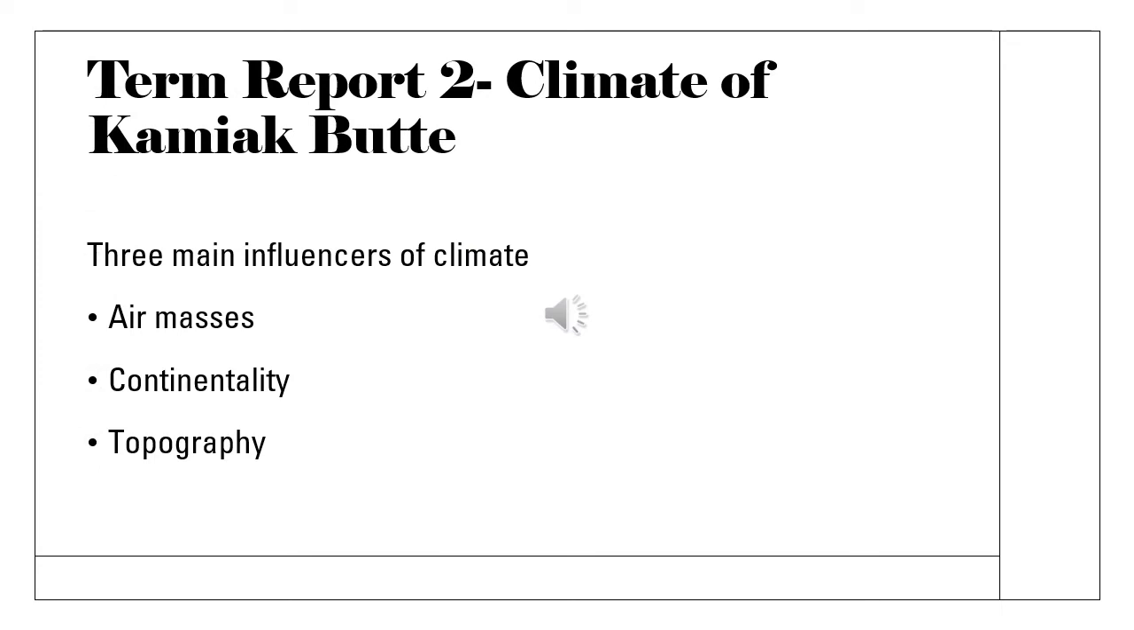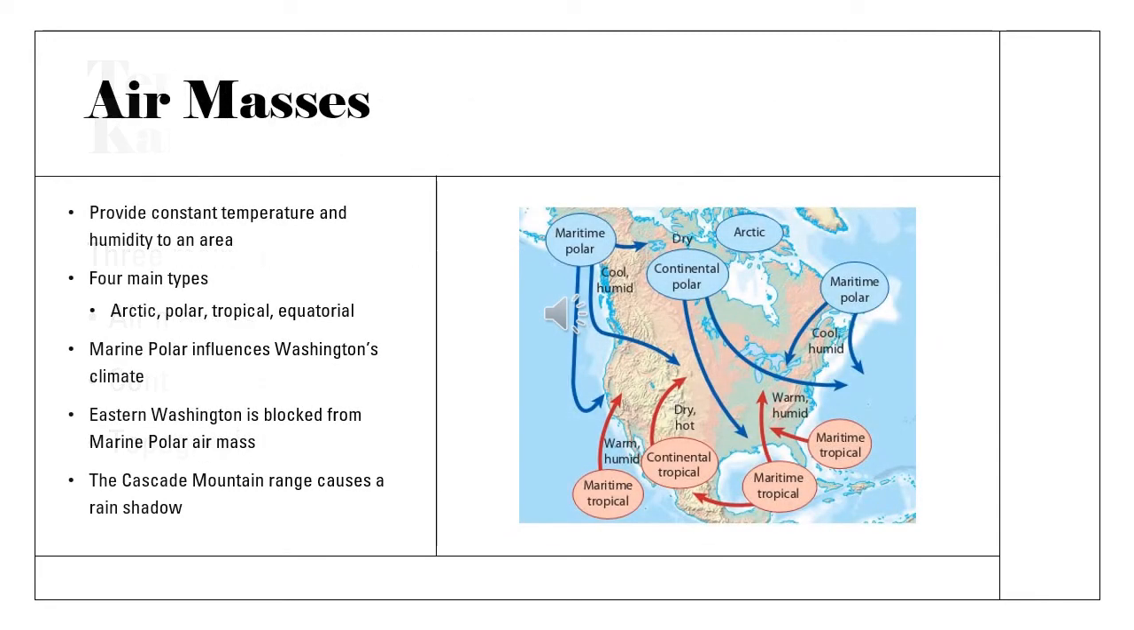My second report was about the climate of Kamiak Butte. There are three main things I found that influence Kamiak Butte's climate: air masses, continentality, and topography. Air masses bring a constant temperature and humidity to an area and are responsible for long-term climate everywhere. There are four main types of air masses: Arctic, polar, tropical, and equatorial.